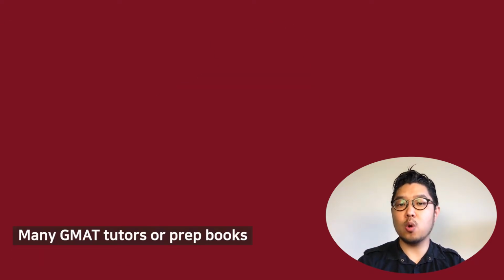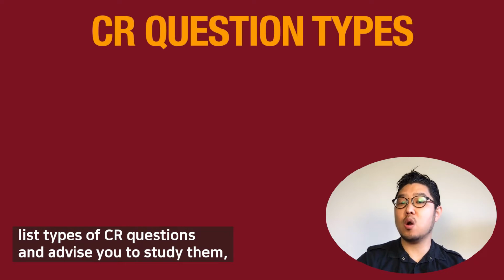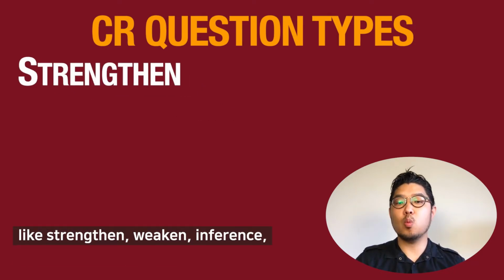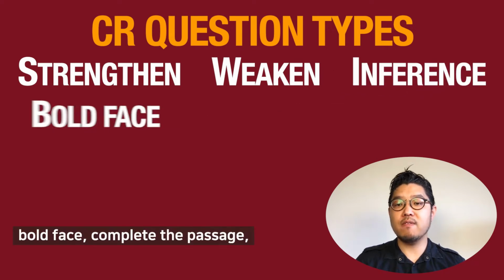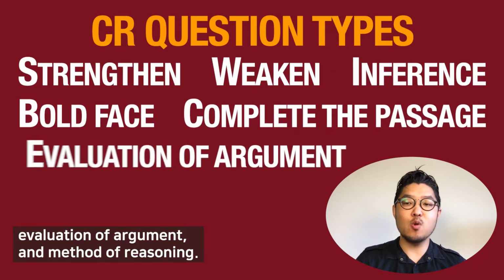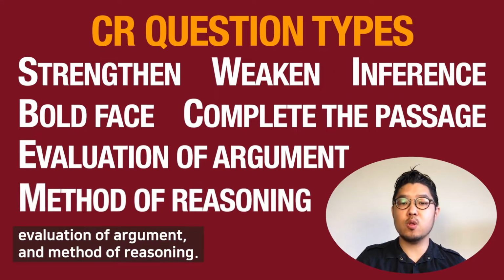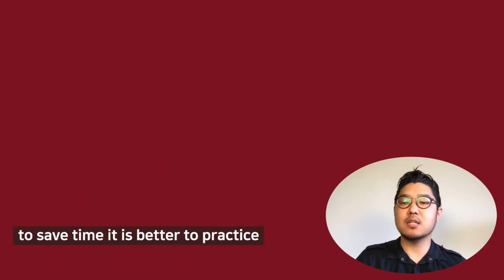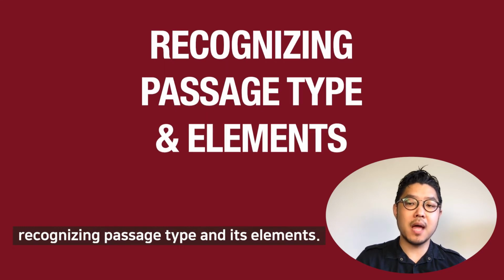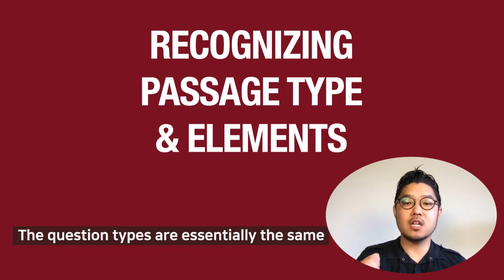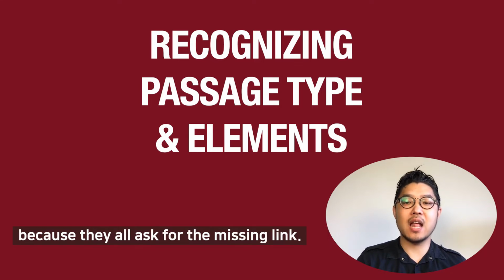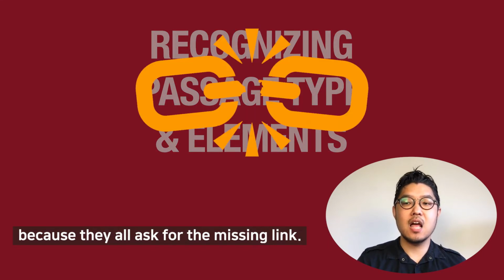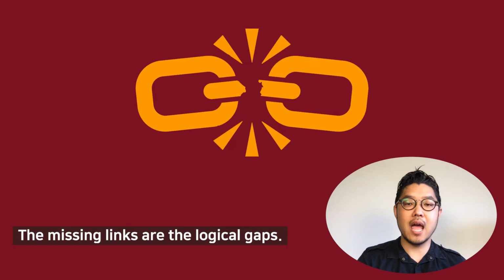Many GMAT tutors or prep books list types of CR questions and advise you to study them, like strengthen, weaken, inference, hold base, complete the passage, evaluation of argument, and method of reasoning. But to be honest, to save time, it is better to practice recognizing passage type and its elements. The question types are essentially the same because they all ask for the missing link. The missing links are the logical gaps.